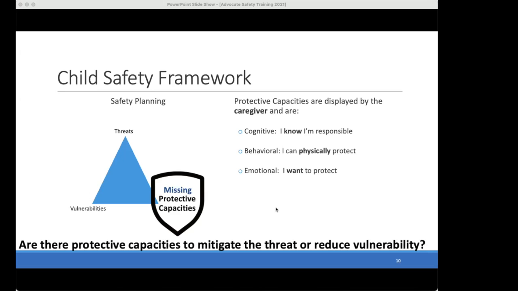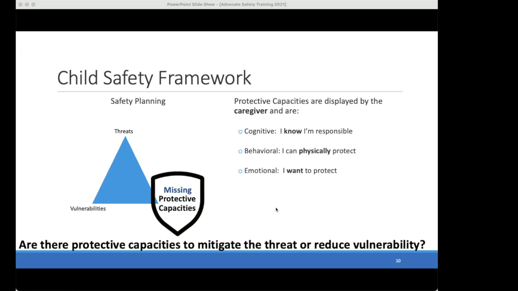All right, so let's talk about missing protective capacities. Protective capacities are displayed by the caregiver and we put them into 3 buckets. That's just to help us sort them out and analyze them. Nobody's ever going to ask you, is that a cognitive or behavioral missing parental capacity? No, it's just to give us a little bit more of a framework. But these are the 3 categories of missing protective capacity that we generally find.